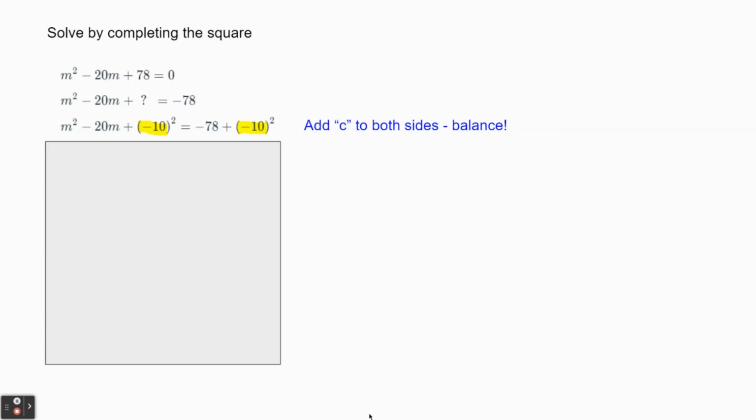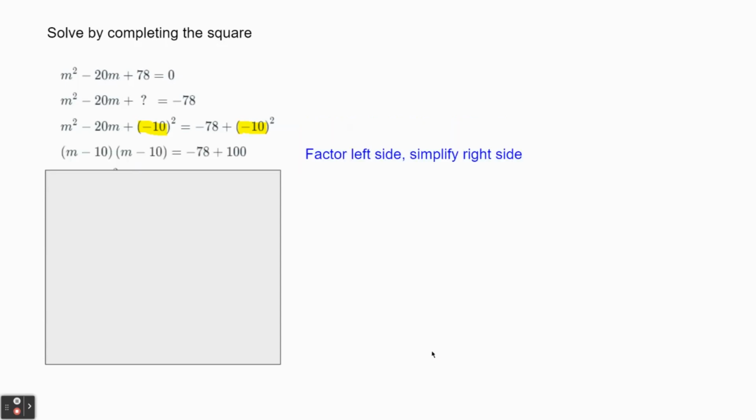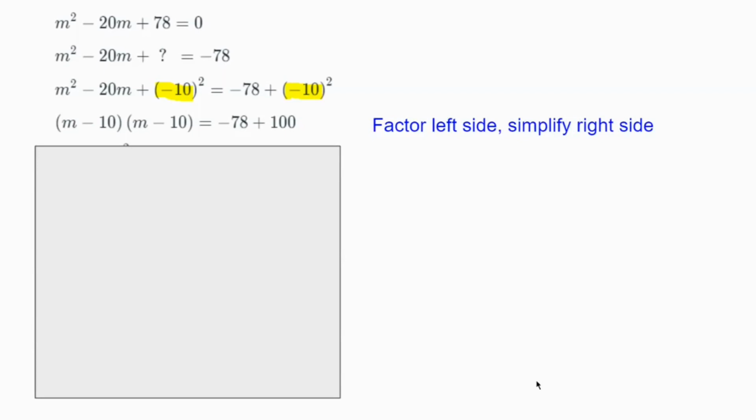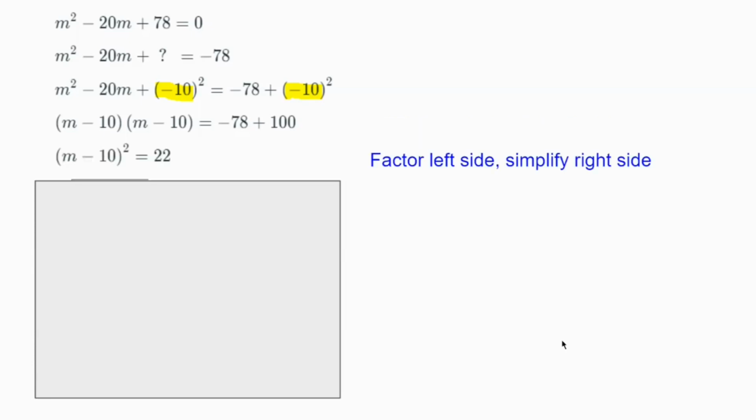So negative 10 is actually going to be what it's going to factor into. So I'm not even going to simplify the left-hand side. I could make it positive 100, but then I would just end up factoring it anyway, and we get quantity of m minus 10 times the quantity of m minus 10. On the right side, though, you should multiply it and simplify it. You get negative 78 plus 100, keep simplifying, and you get quantity of m minus 10 squared, a perfect square on the left, equals 22.